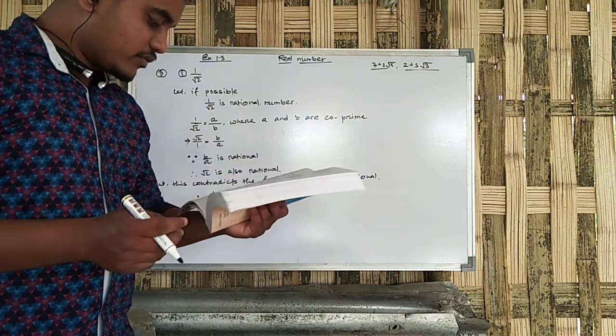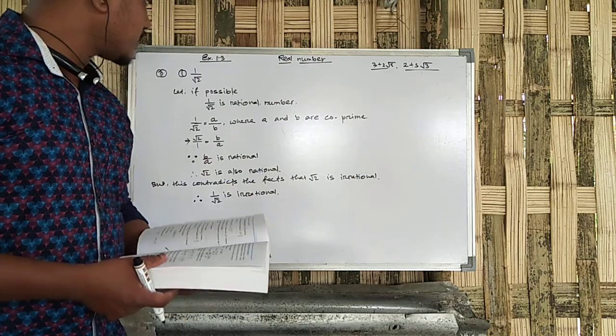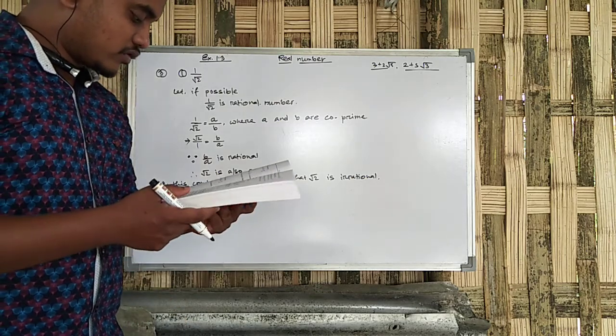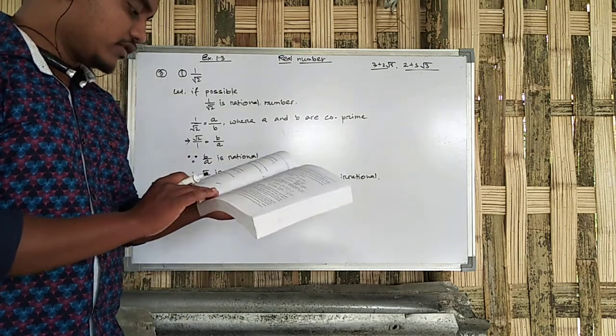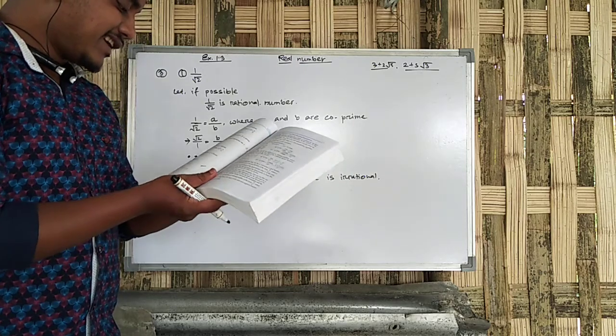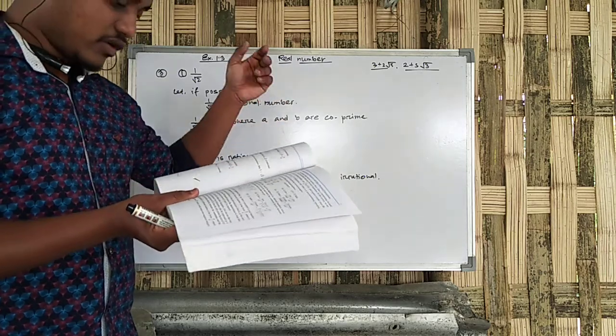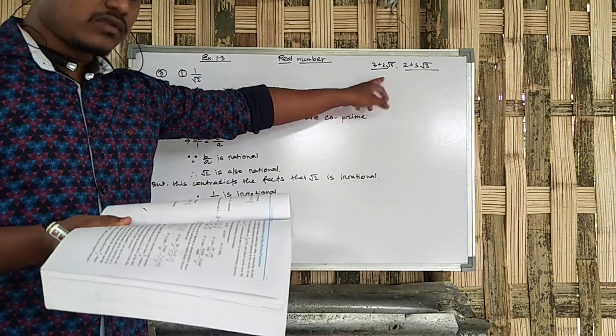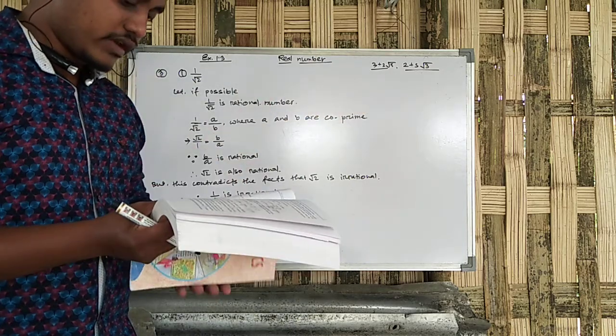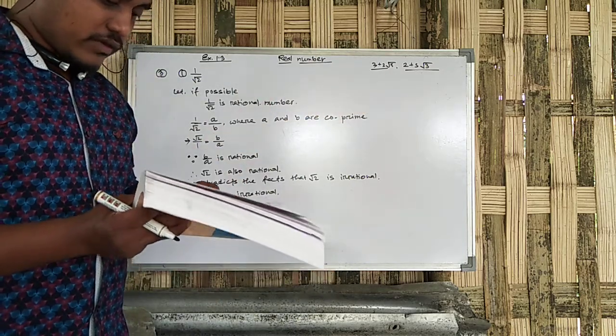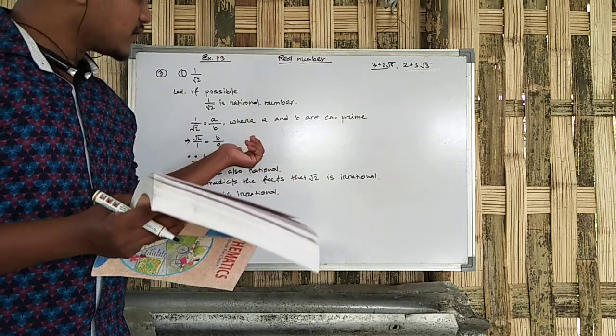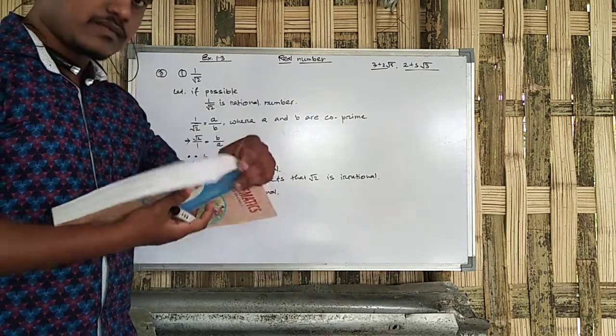Similarly we can prove that 7 root 5 is also an irrational number, and 6 plus root 2. Now number 3, 6 plus root 2 is irrational. This one is exactly the same as question number 2, which is 3 plus 2 root 5. So try to solve question number 2 and 3 by yourself, and if you have any doubt, then we will discuss it in the next class. Thank you.